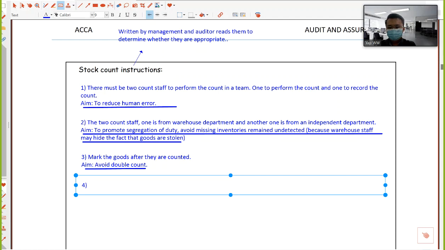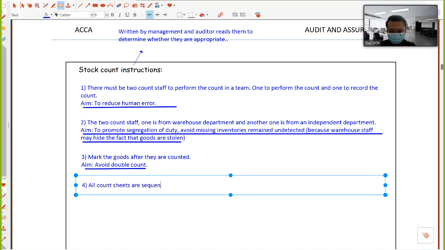Okay. We never want incidents like during the stock count, the team members start to perform the count very happily. After half an hour, then another staff comes over. "Hey, why you count here? I already counted." Wow, so boring, right? So we don't want this to happen. That's why the one who manages the stock count is very important. He needs this instruction.